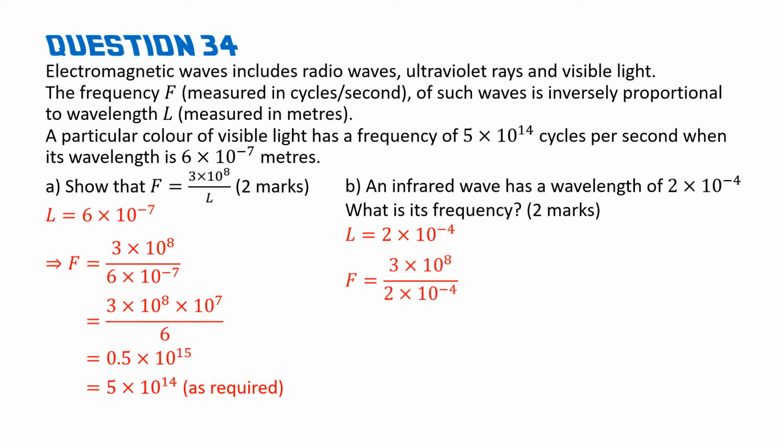Again, that negative 4 means I can bring that 10 up to the top and change the negative to a positive. So we've got 3 times 10 to the 8 times 10 to the 4 all over 2. 10 to the 8 times 10 to the 4, well, that's going to be 8 plus 4, 12, so 10 to the power of 12. 3 divided by 2, well, that's 1.5. So what we're left with is 1.5 times 10 to the power of 12.